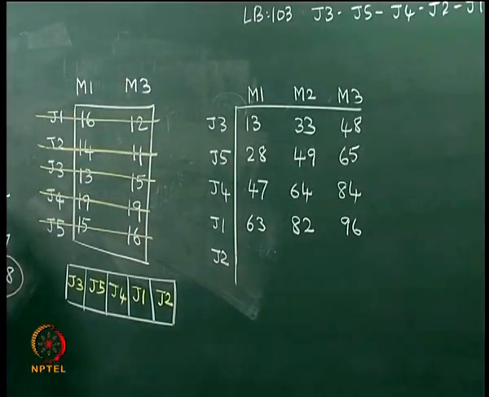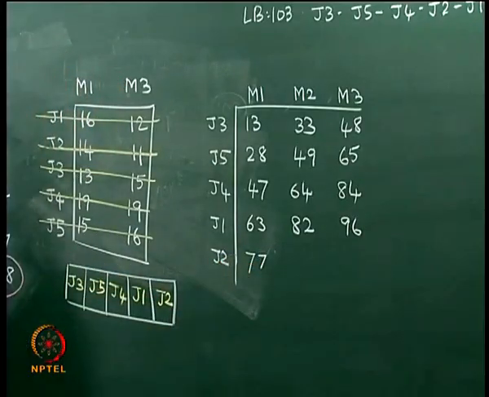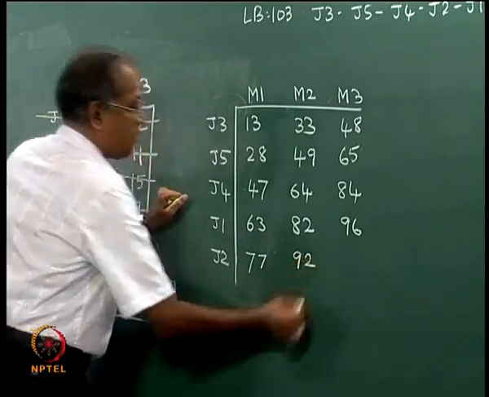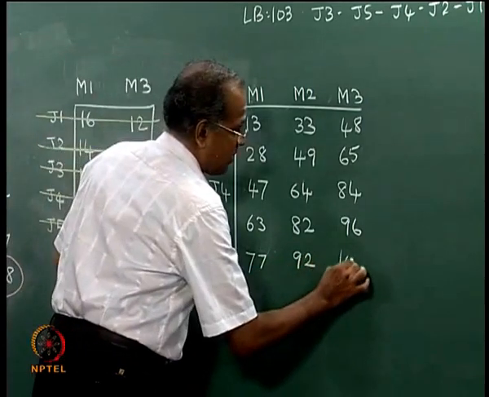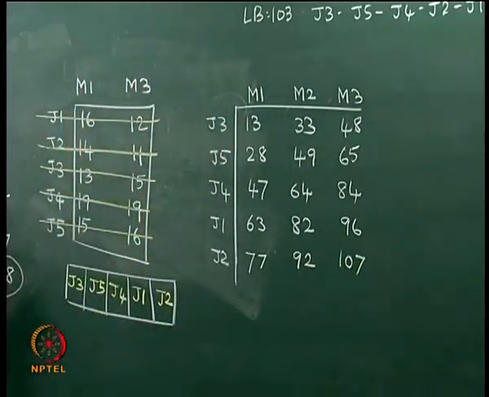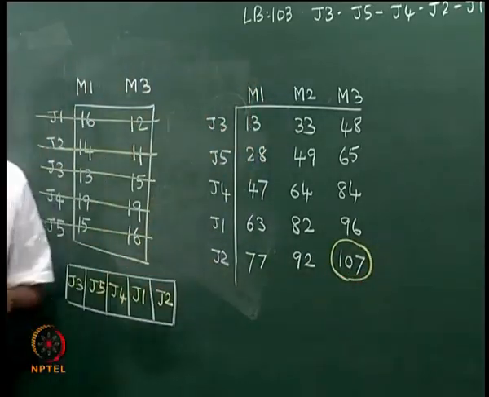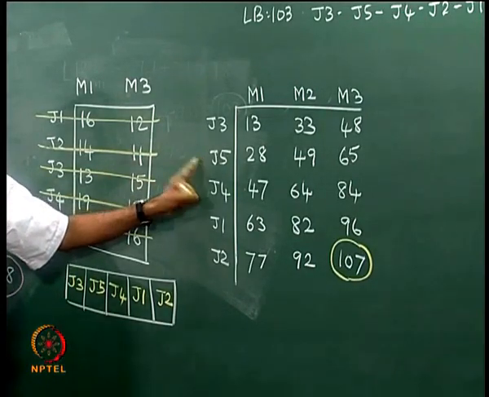Now J2 starts at 63, takes another 14, finishes at 77, waits till 82, takes another 10, 92, waits till 96, takes another 11 which is 107. So what we have done in this algorithm is, now we get another solution whose Makespan is 107. So between these two solutions we could pick the one which is better, which has 107.